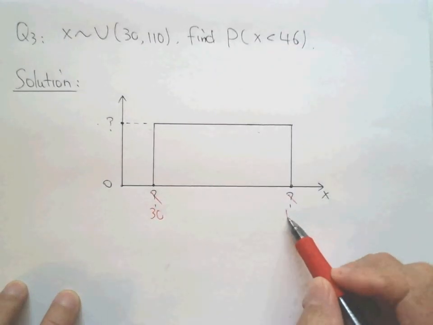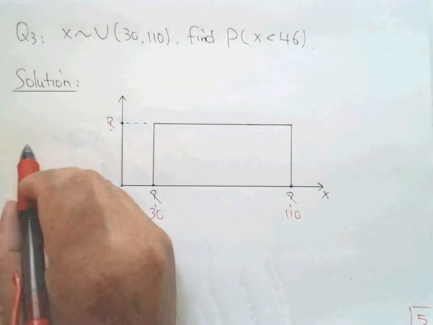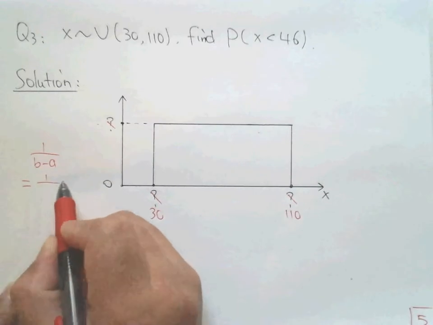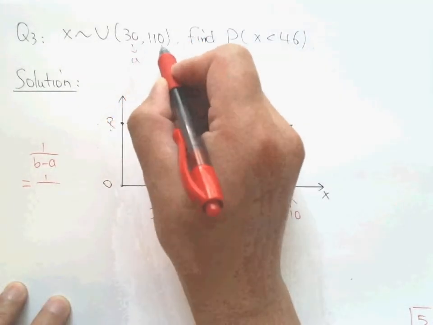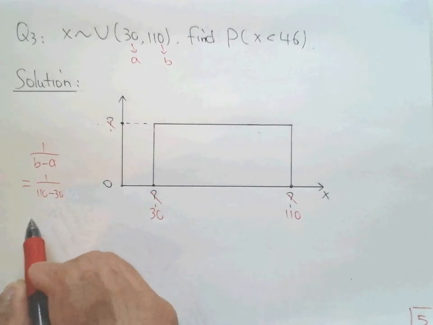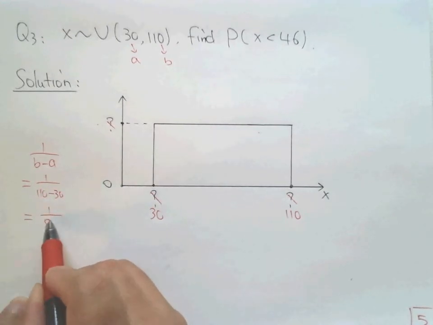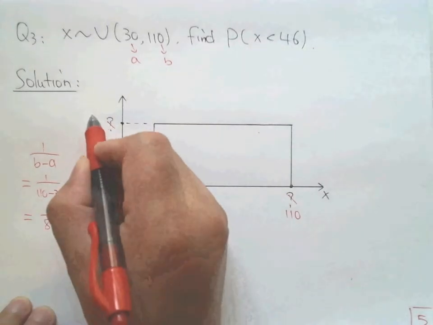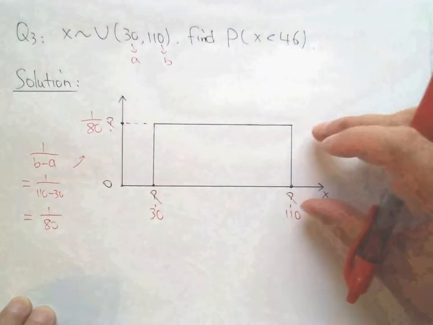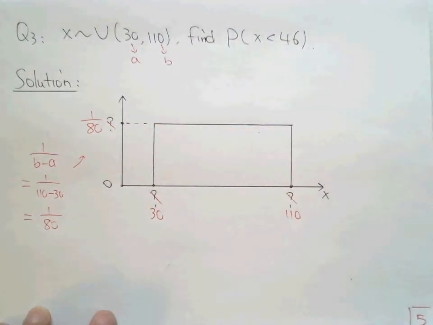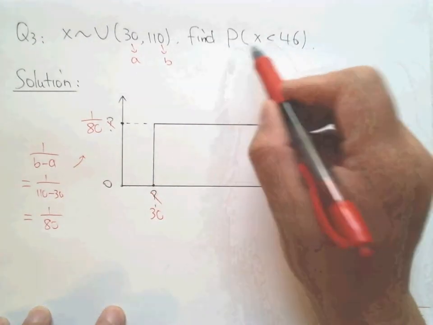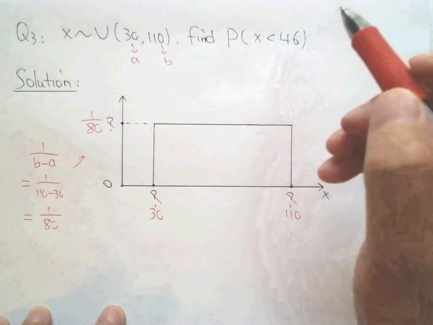What are these questions? First, here is A, 30, and here is B, 110. So let's do the question here: 1 out of B minus A. You know this is A, this is B. 110 minus 30, which is 1 out of 80, right? Good. Now you find this point, 1 out of 80, which means the height of the rectangle, and later we're going to use it.